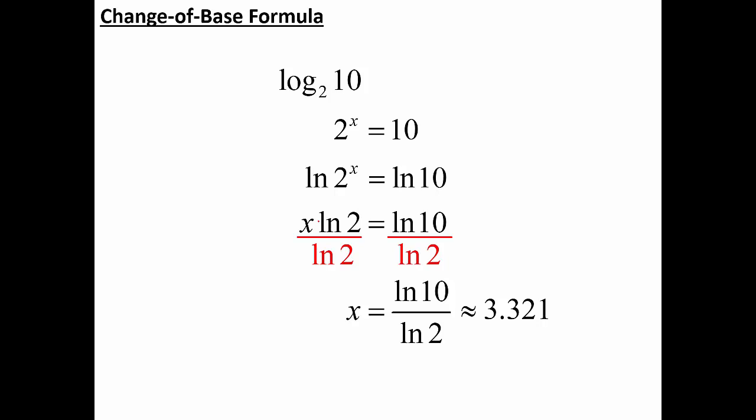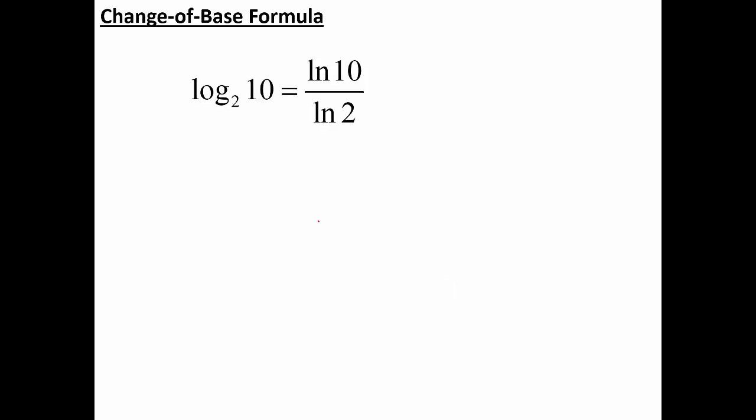You can't divide what's inside of the numerator by what's inside the denominator. That's not going to work. So ln of 10 over ln of 2. And that right there is the change of base formula.